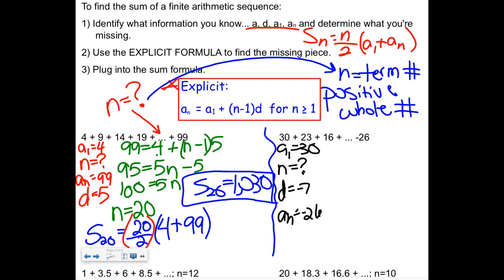Okay, so now we're going to plug into the explicit formula. So we're going to say negative 26 equals 30 plus, our n, because that's what we're trying to find, n minus 1. And we are going to put negative 7. All right, again, I'm going to do 2 steps in one. I'm going to subtract that 30 and distribute the negative 7. Watch out for the negative there. It's going to make everything in the parentheses switch signs. So I'm minusing the 30, so I'm going to have negative 56, distributing the negative 7. So now I have negative 7n plus 7.